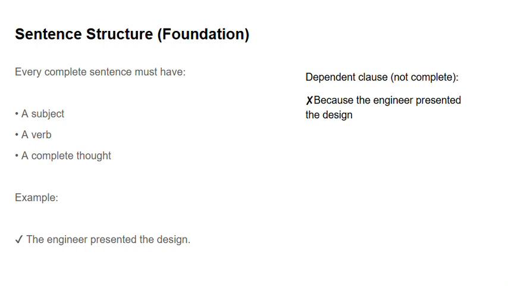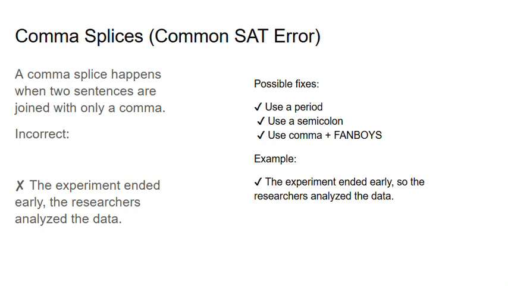Now let's look at a common SAT error. A comma splice is when two independent clauses, I shouldn't say sentences, but two independent clauses, are joined with only a comma. So the incorrect usage of this is: The experiment ended early, comma, the researchers analyzed the data. When you sound this out, it may seem correct, right? But it's not. The reason is that there are two independent clauses here, meaning the two clauses can stand independently. So how this works is if I put a period there, or a semicolon there, or a comma fanboy there, the two clauses would stand completely fine.